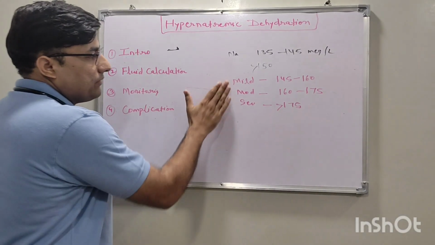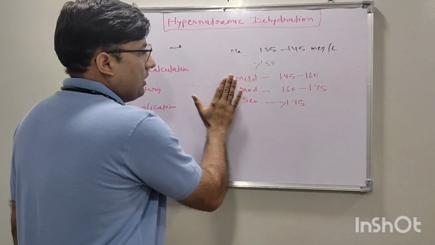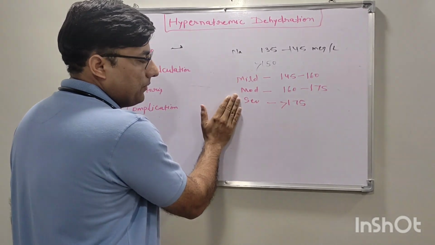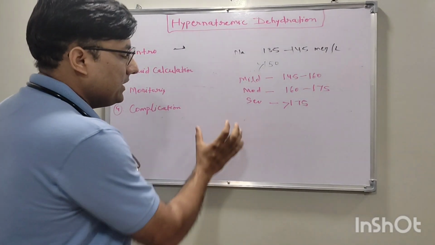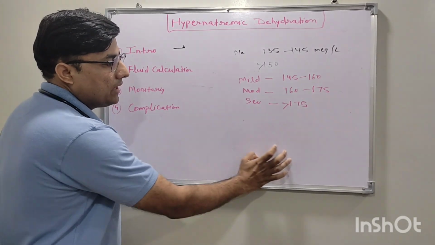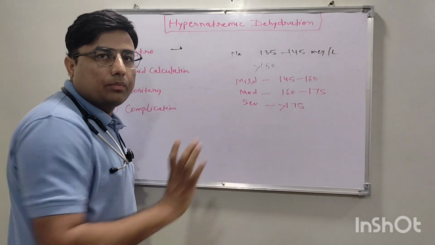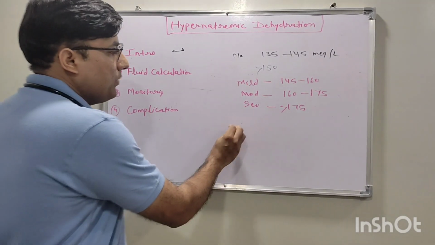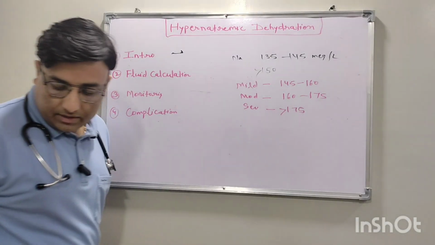This is very important because fluid calculations differ for each category. What is the severity of the hypernatremia, and what is the duration of the hypernatremia? If it is acute, we can correct it rapidly. If it is chronic, then we have to correct slowly. So the severity and the chronicity of the hypernatremia are very important for its correction. That we will discuss in fluid corrections.